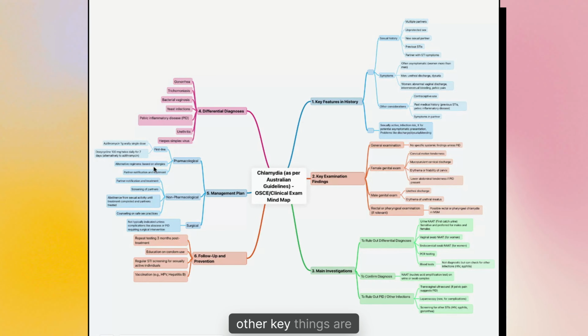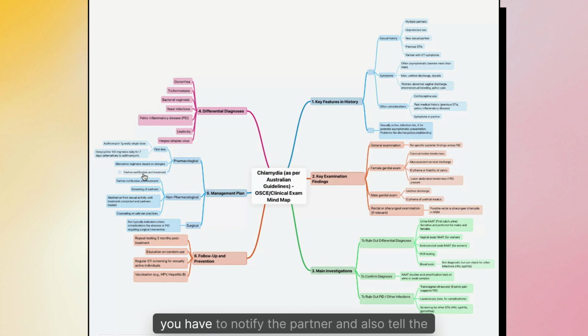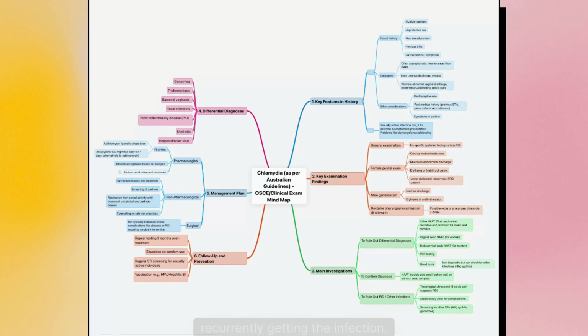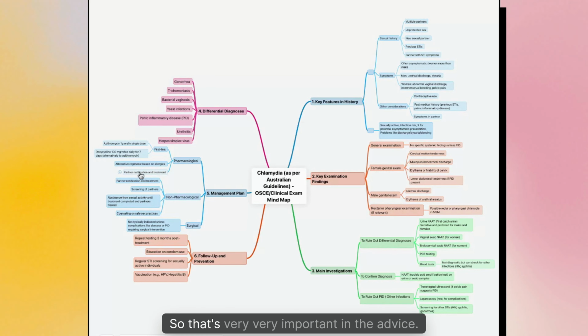The other key things are you have to notify the partner and also tell the partner to be treated, or else these people will keep getting it. If you don't treat the partner, then the patient is recurrently getting the infection. So that's very, very important. In the advice, you need to talk about it. Then for partners it is very, very important. Usually it's in the last 6 months, all the partners should be screened. Then abstinence from sexual activity until the treatment has completed, or 7 days.